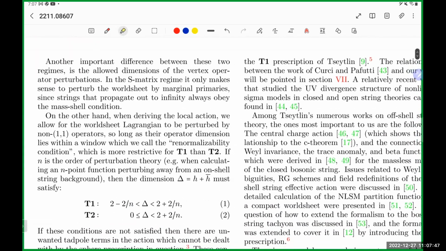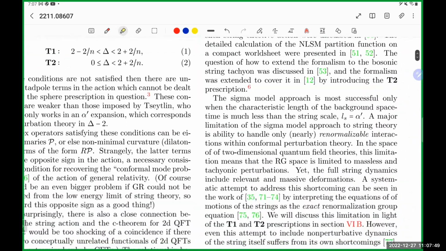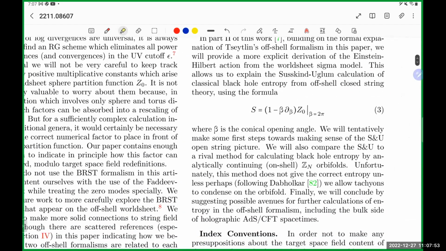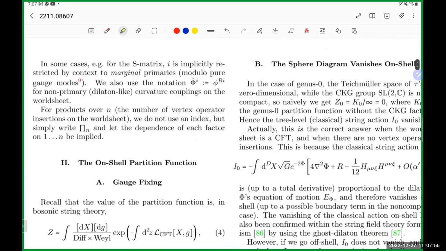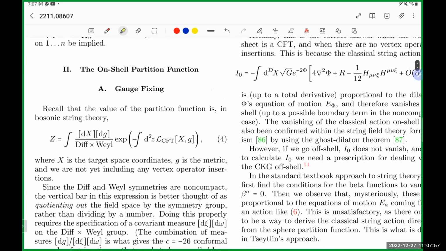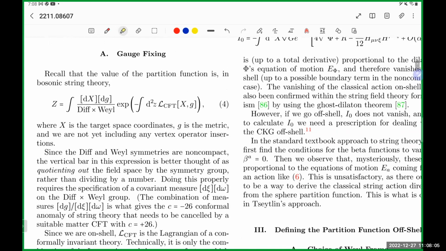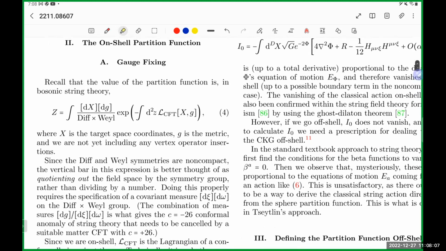I'm not going to go more into the details of the work, but I'll start from here, and then we'll go to Polchinski and Leo right away. Then we'll talk about the SL2C. So let's start from here, and then come back to the rest of the paper.